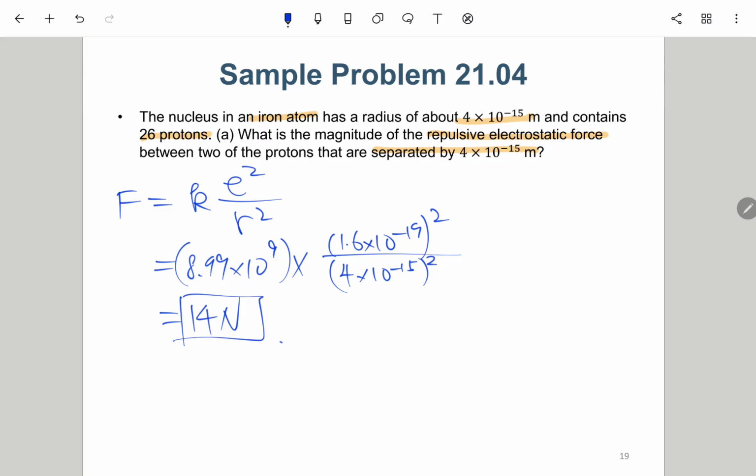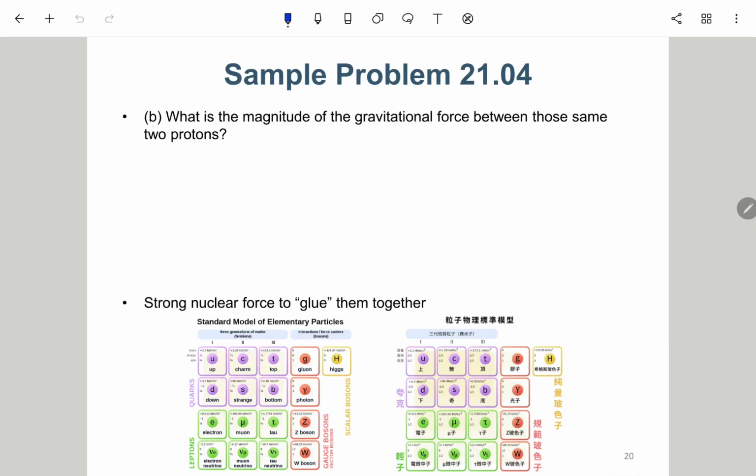So it is very straightforward. I won't stay too long here. For question B, what is the magnitude of the gravitational force between those same two protons? This is about the gravitational force, which is F equals G times mp square over the same R square. I suppose you should have learned this gravitational force in mechanics or in physics one.